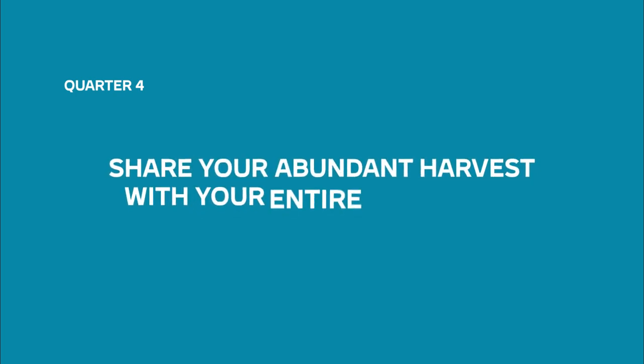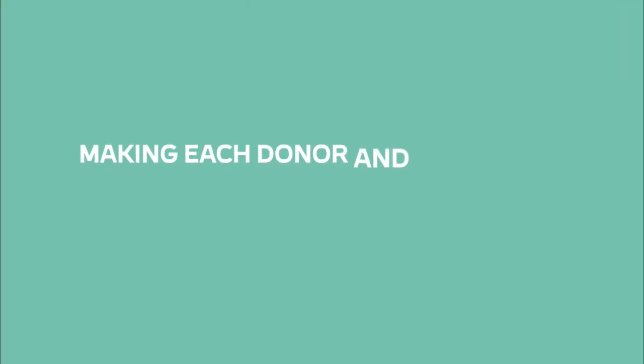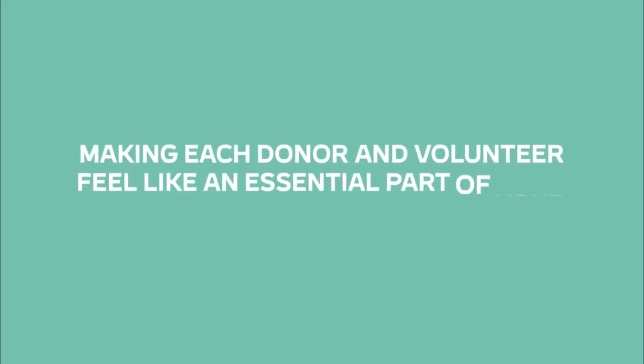And finally, by quarter four, the Seasons of Story framework helps you share your abundant harvest with your entire community. This is when every story that you've been cultivating throughout the year comes to fruition, making each donor and volunteer feel like an essential part of your garden's growth.